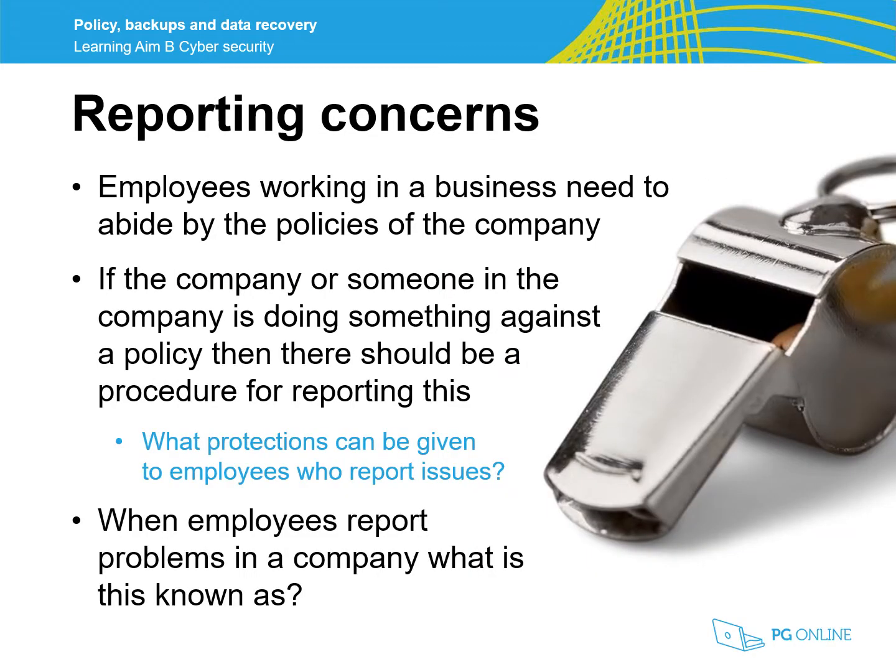When employees are working for a business, they need to make sure they follow the policies that we'll look at in the later slides. If an employee has a problem or believes that somebody is not doing what they should be doing according to the policies, then there should be a procedure to report this. This is called whistleblowing. It's where they let their line manager or people who are in charge know of a problem that is occurring so it can be solved.